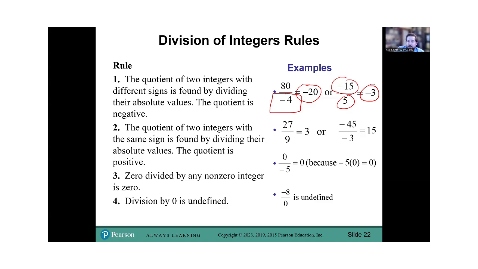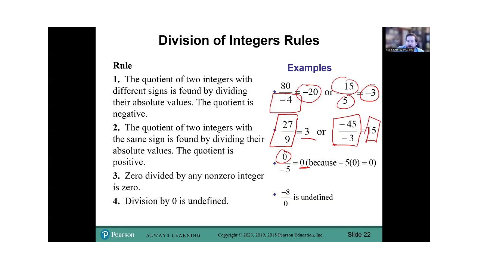But if they are like signs, as is here, a positive divided by a positive will be a positive, and a negative divided by a negative will be a positive again. Right? If 0 is in my numerator, this will always be 0, no matter what my denominator is, right? Because I can't take anything from 0 before I get to 0.